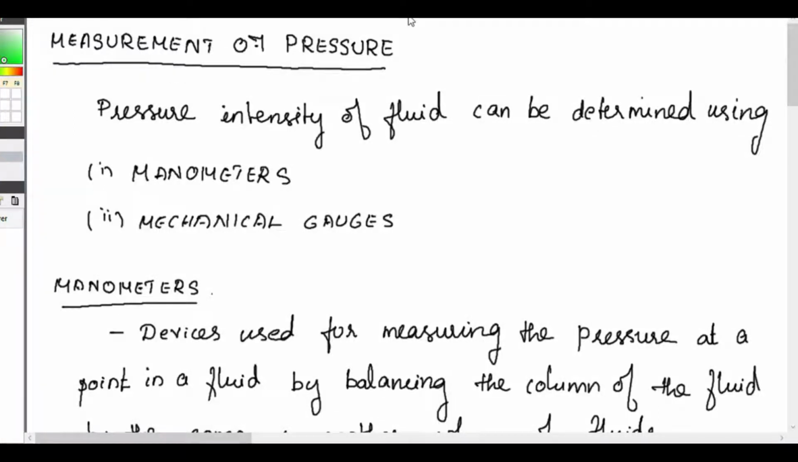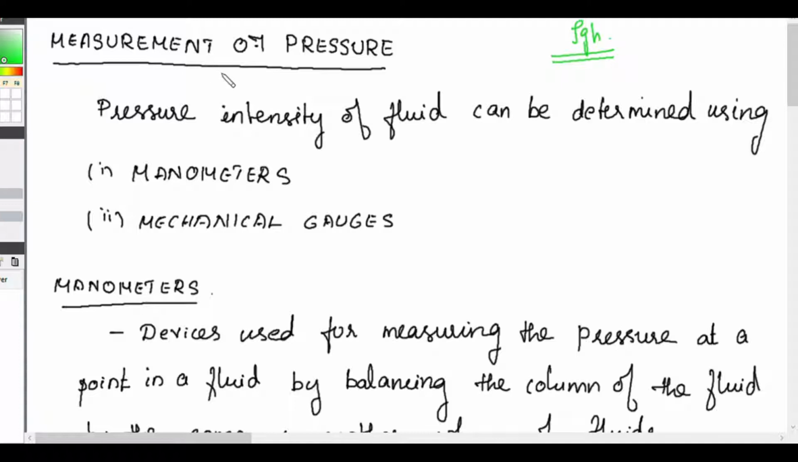Welcome everybody. In our previous classes, we have seen what a fluid is and what the properties of a fluid are. We saw a few problems on the properties of a fluid. We saw what the pressure of a fluid is and how to determine the pressure intensity, that is, the pressure intensity at a depth is equal to rho g h. That is what we have seen in the previous classes, and we saw a few problems also.